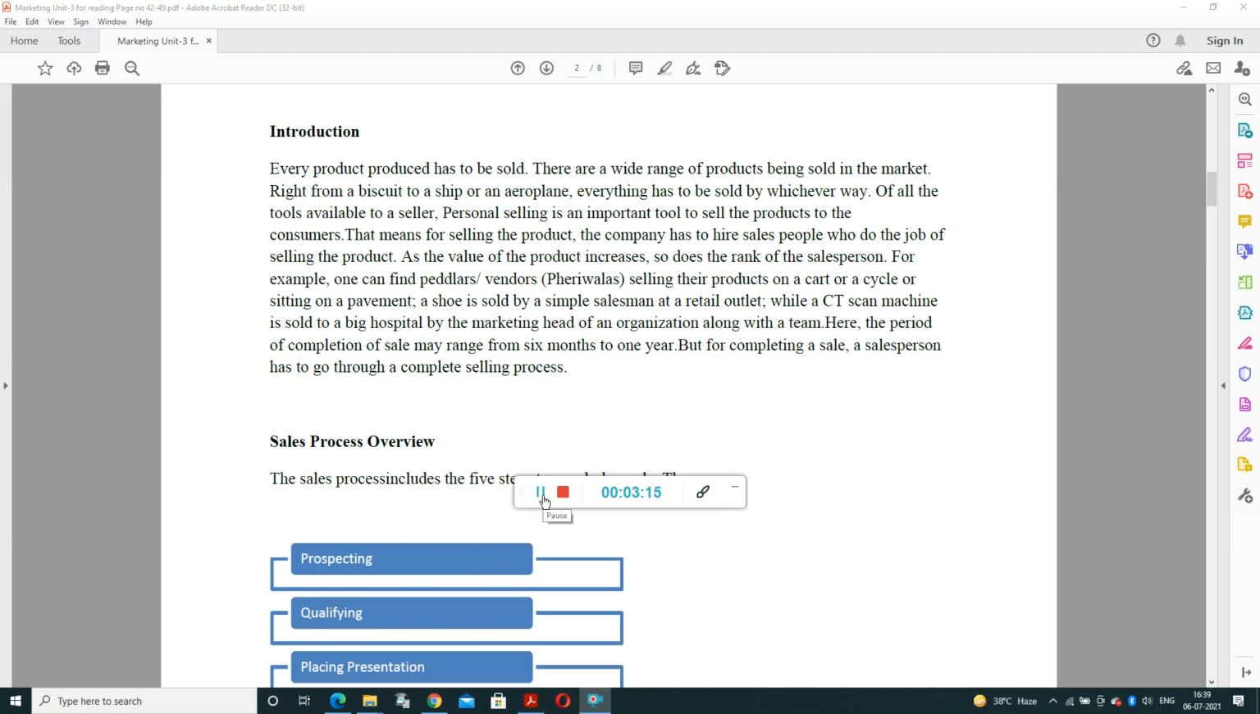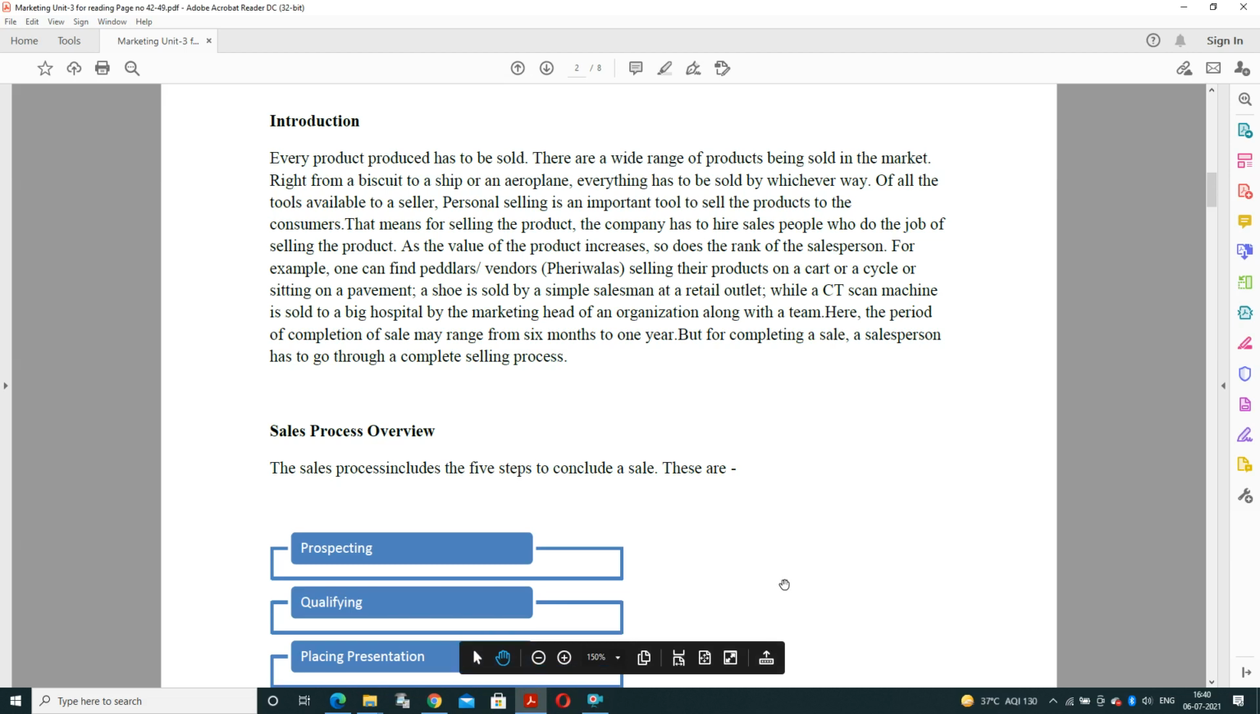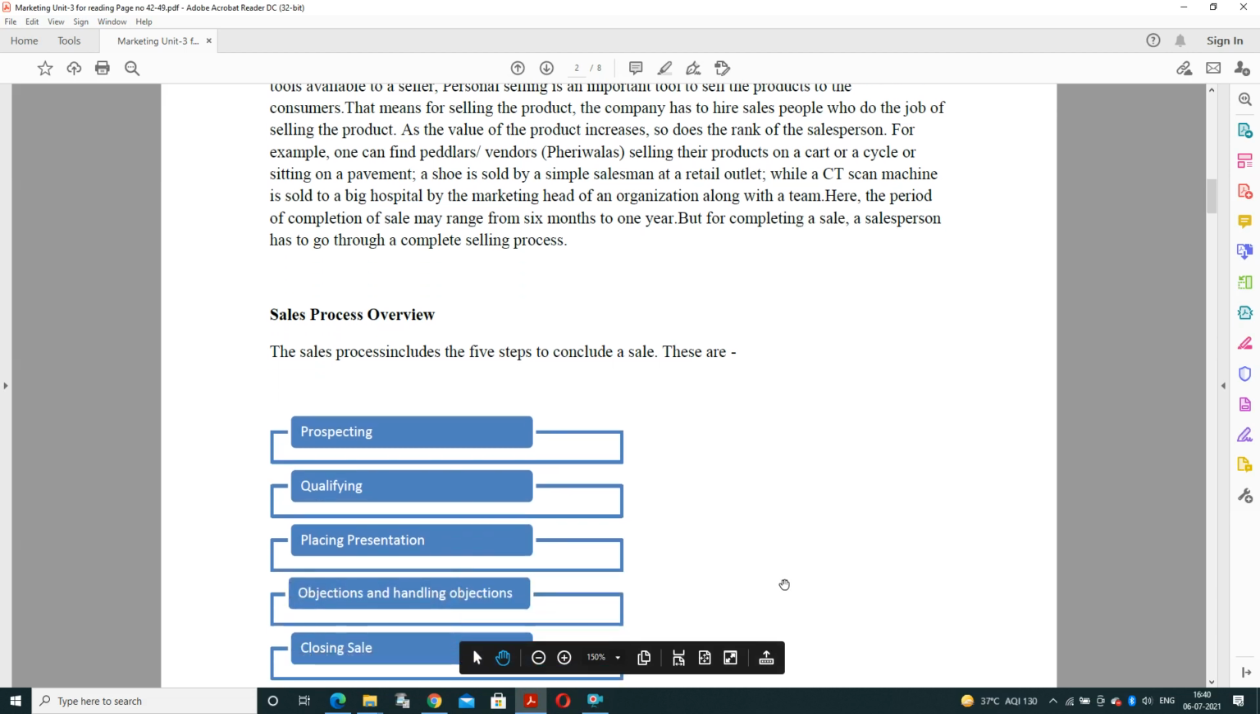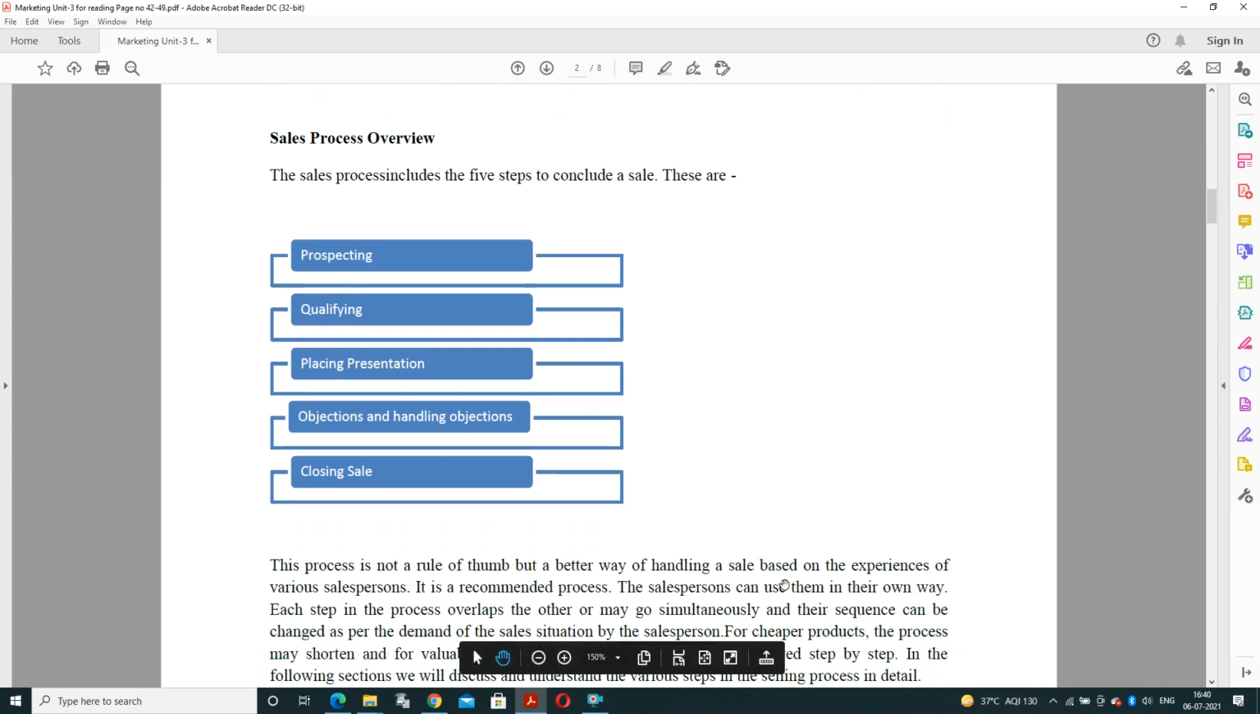A sales process is made up of 5 stages, so it is covered in 5 steps. The steps are as follows: the first step is prospecting, the second step is qualifying, the third is the presentation, the fourth is objections and handling the objections, and the fifth is closing the sale.